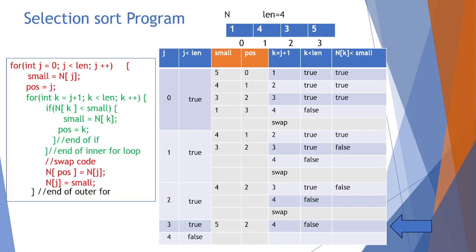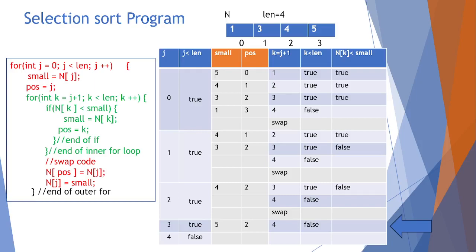How does it do? In the second index, the array of position, that is arr of j, is 1. So 3 and 4 are swapped over here. The array is sorted with 2 swaps, but still the algorithm checks 4 and 5.